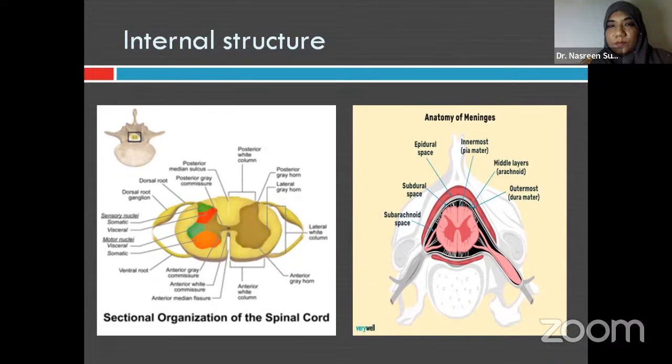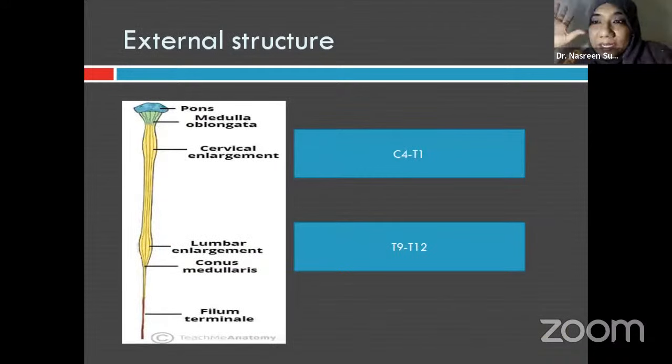Now coming to the internal and external structure of your spinal cord.